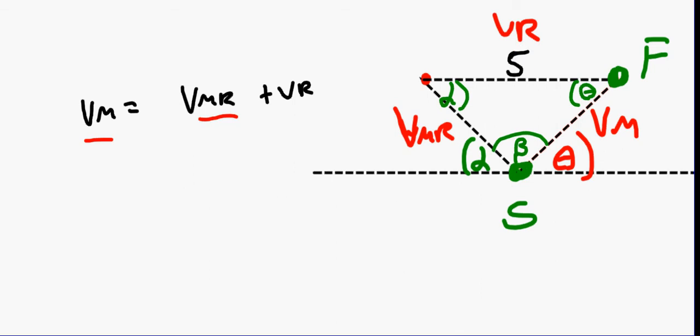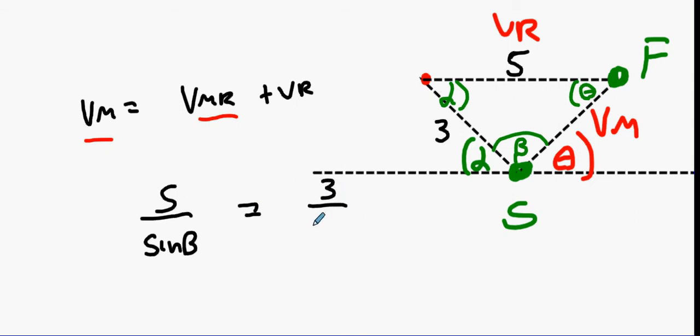Velocity of the other one? 3. Now, this is such a cheap method, and I'll explain why. Oh, sorry, 5 and 3. Ready for this? 5 over sine B and 3 over sine theta.